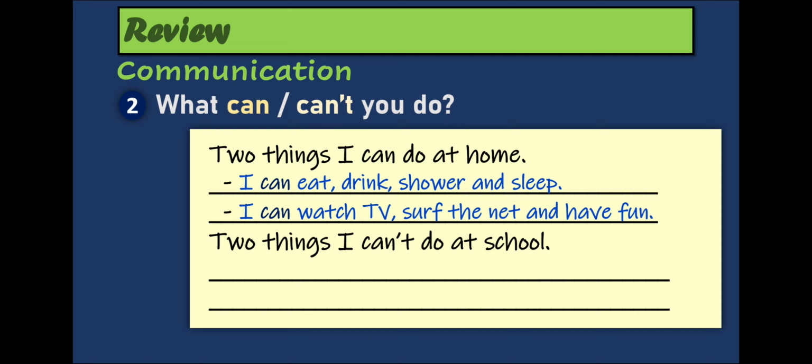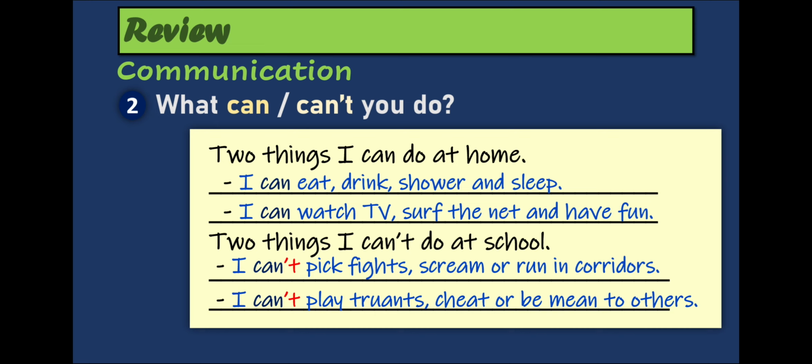Two things I can't do at school. It's impossible for you to do them in the school because they are not acceptable. I can't pick fights, scream, or run in corridors. I can't play truant, skipping classes without reason. Cheat, copying the answers from your friends in a test or an exam. Be mean to others, be unkind.